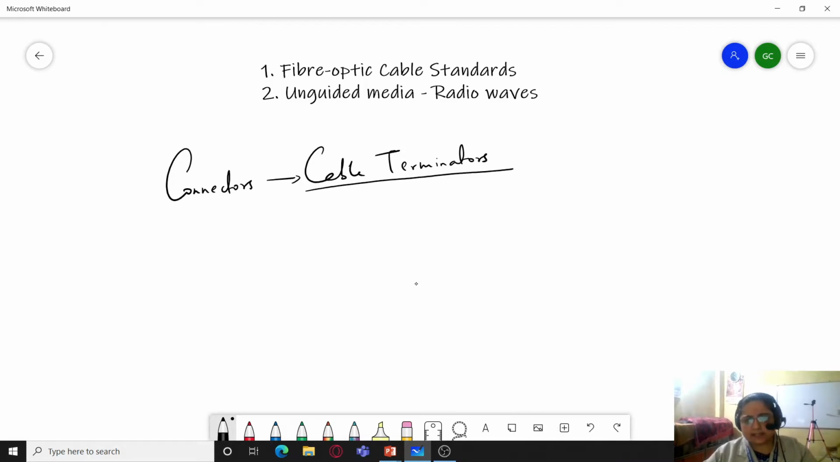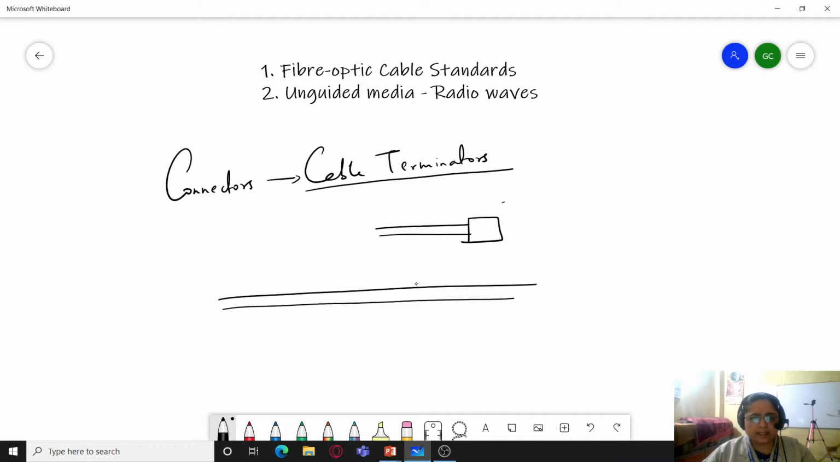Terminators, and in the sense they don't actually resemble the Terminator shown in the movie Terminator, but they are what end the cable and stop the signal from leaking out of the exposed area of the cable, because cable usually runs for a finite length. So at the ends of it, it is quite possible that signal might leak out. Hence, to trap the signal inside the cable, we use the cable connectors, also known as terminators.